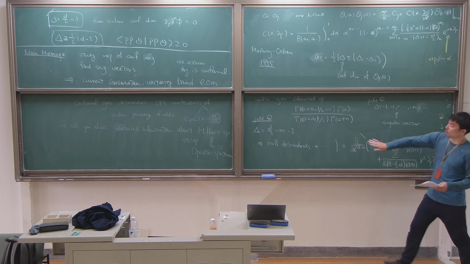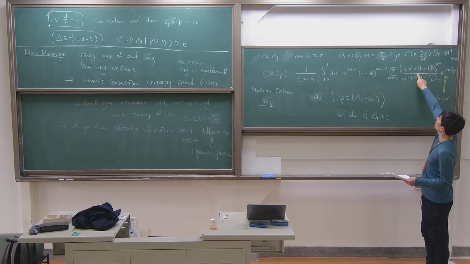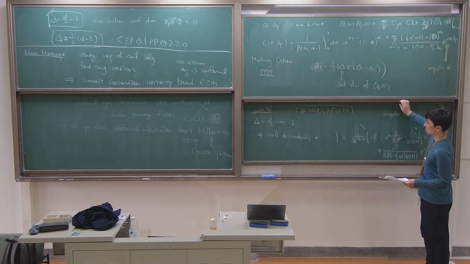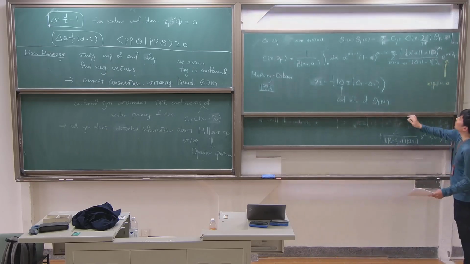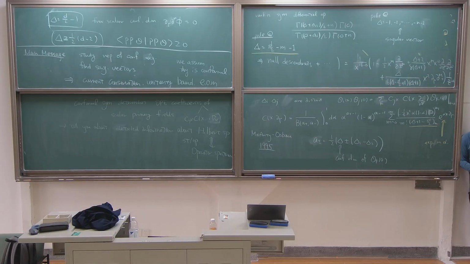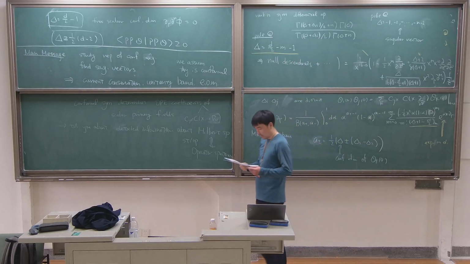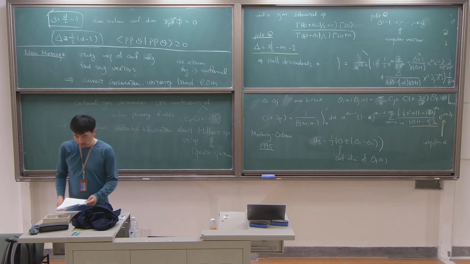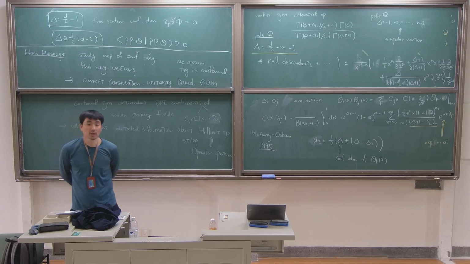Yeah, actually, so this pole is coming from here. This pole is coming from here. I didn't explain. So this pole is coming from when this part becomes 0. So that will also give you the information on when the primary state with conformal dimension here, when the operator has the null descendant. Okay. Let's stop here, and if you have a question, just tell me.